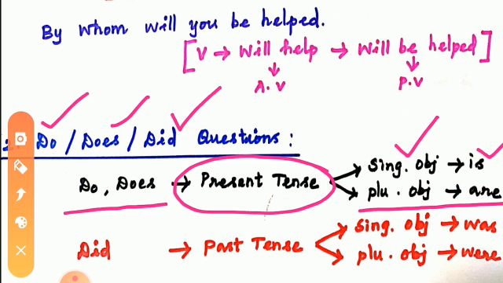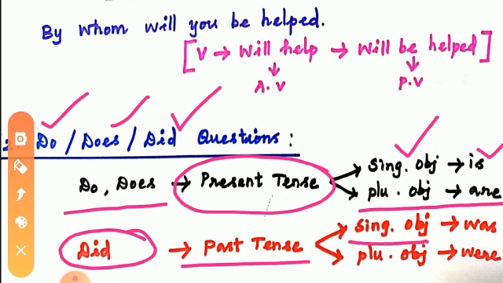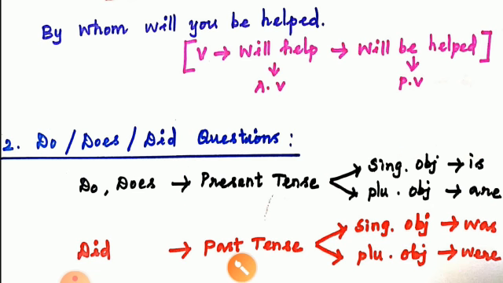Now, if it starts with did, it means the sentence is given in the past tense. So we have to analyze the object in the active sentence. If it is singular, we have to use was as a be form verb, whereas if a plural object is present in the active sentence, we have to use were as a be form verb, which is necessary to follow, students. So we have to analyze these things, whether the question starts with the verb do, does or did.